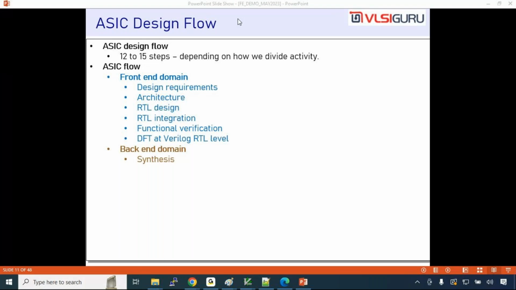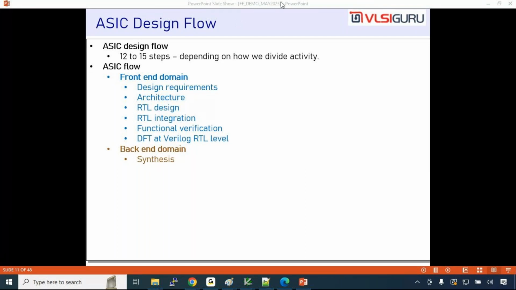Then we discussed the difference between ASIC and FPGA. Both the goal of ASIC and FPGA is what? To develop the chip, but they differ in the way it is done. Then we understood what is the advantage of ASIC and what is the advantage of FPGA. Where do we use ASIC? Where do we use FPGA? Then we started off with the ASIC design flow discussion.